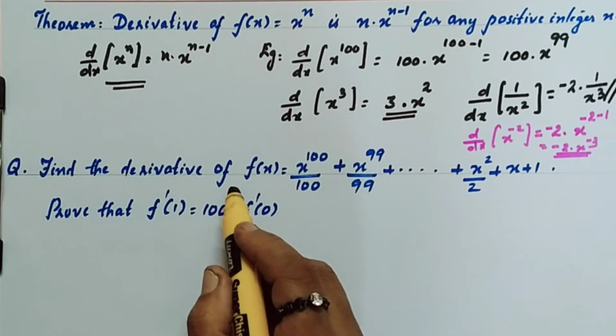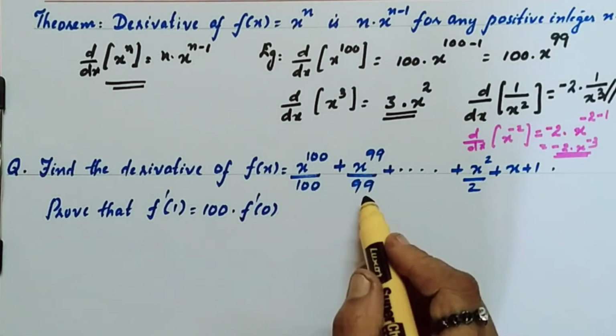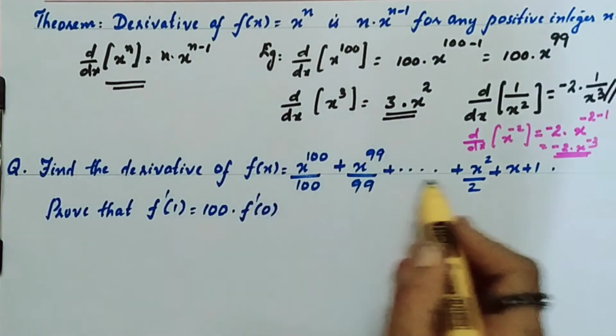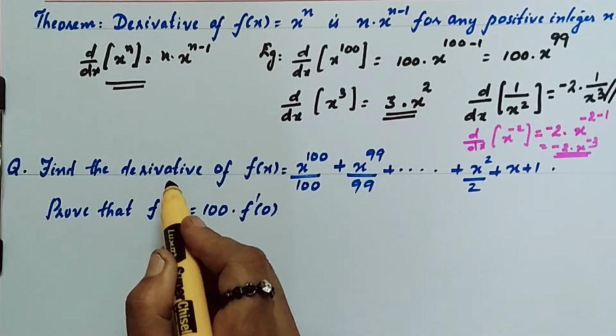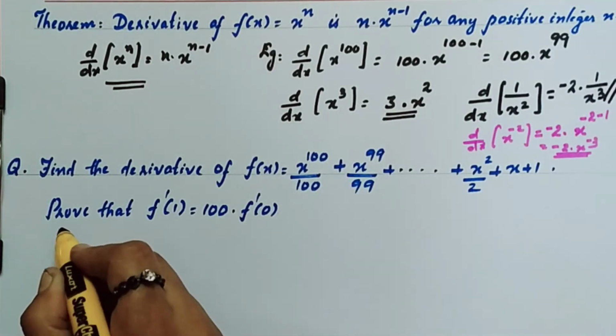Find the derivative of f(x) equals x raised to 100 by 100 plus x raised to 99 by 99 plus etc. plus x square by 2 plus x plus 1. This function's derivative you need to find first, and also you need to prove this result: f dash 1 equals 100 into f dash 0. At first we can find the derivative of the given function.